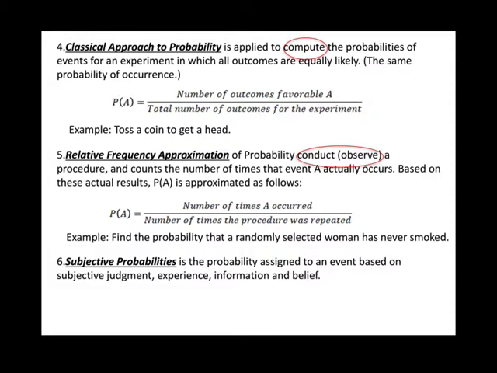Okay, number 6, subjective probability. This is the probability assigned to an event based on subjective judgment, experience, information, and belief.